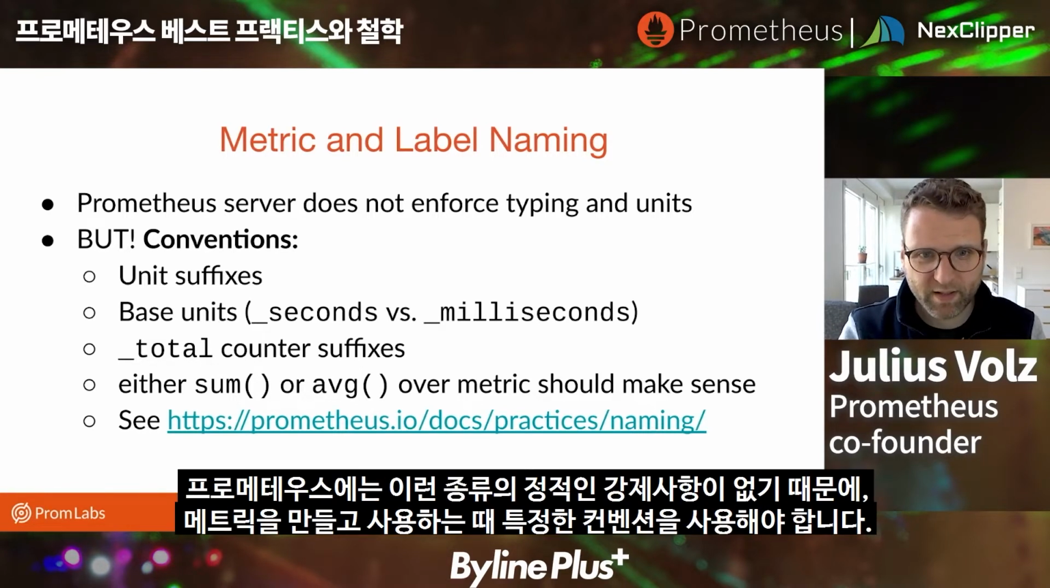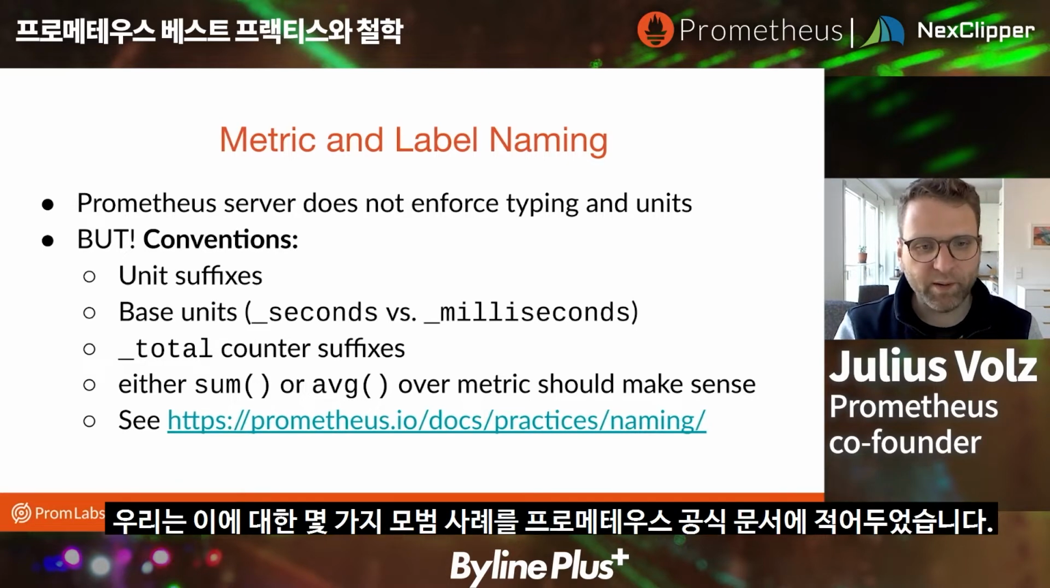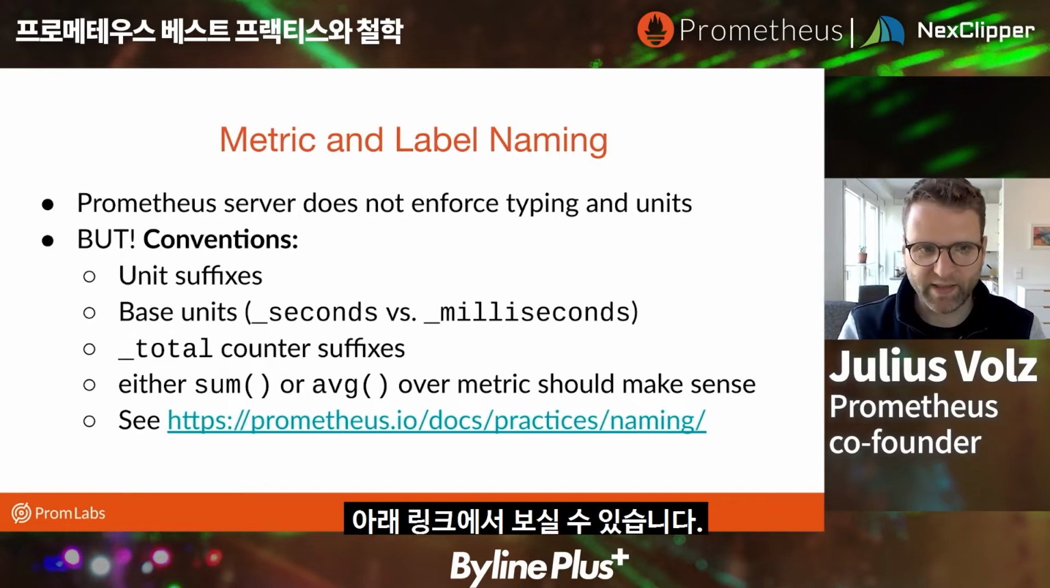So since there is no static enforcing of this kind of thing in Prometheus, the next best thing that we can do is, as humans, as people who create metrics and then people who use metrics, to use certain conventions and stick to them. So we have written down some best practices around that in the Prometheus documentation. You can see them down there at that link.